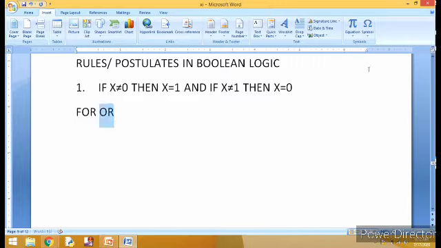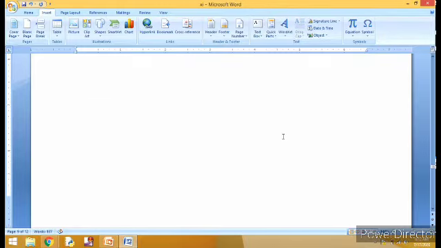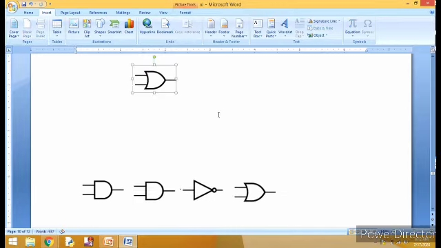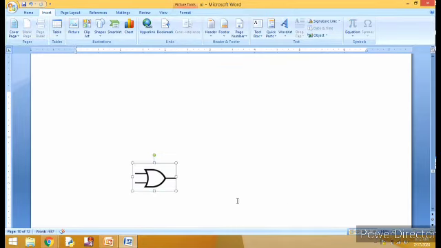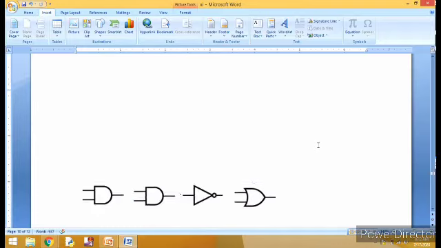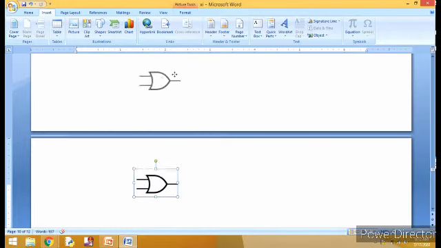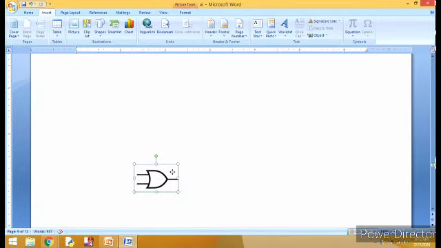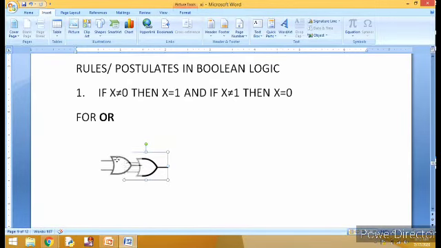For OR. Okay, I'm talking for the OR operator. Now let me have the operator first. I'm getting the OR operator, so let me have this OR operator in my screen. It takes much effort for doing all these things.